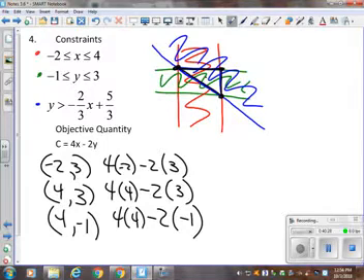All right, everybody calculate those up real quick. Don't call it out. Just do it yourself. Calculate. This is called objective quantity. It helps you to figure out who's got the biggest answer and who's got the littlest answer.